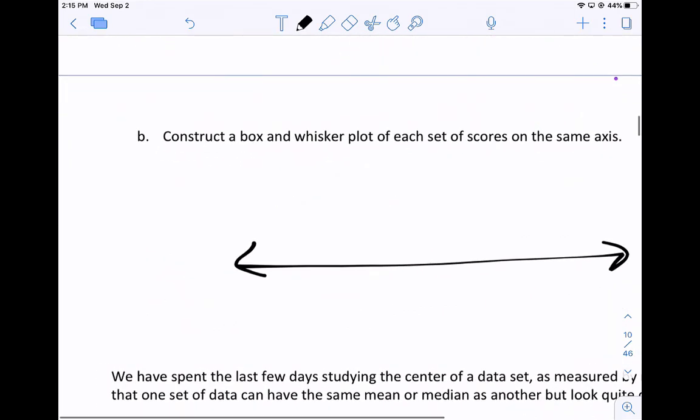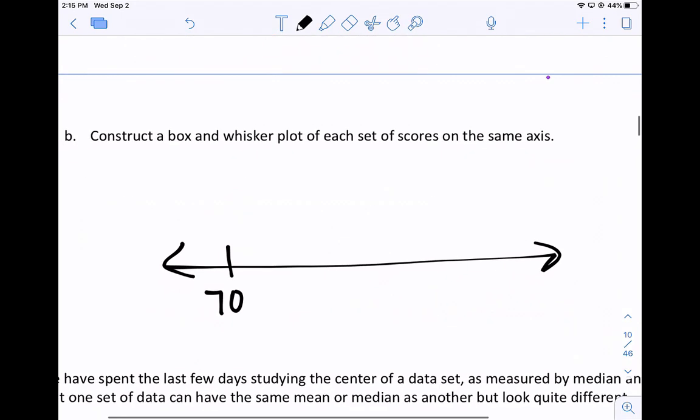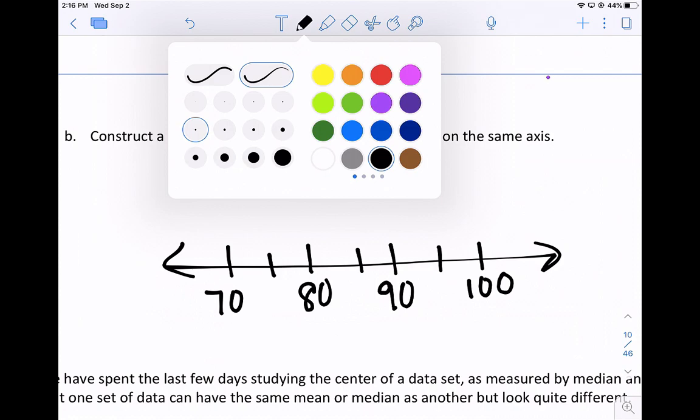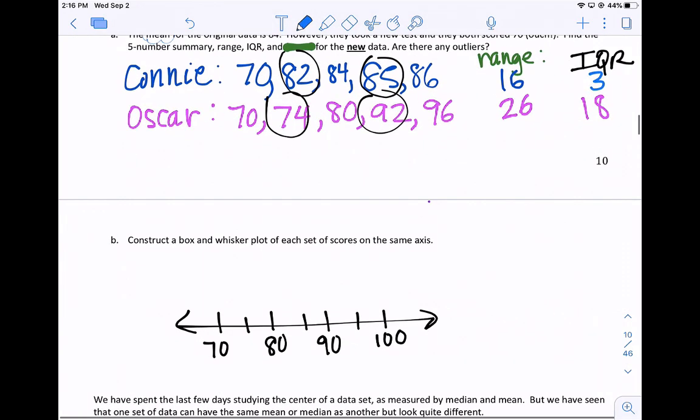We need at least the min, which is 70, and we have to go up to the maximum, which is 96, so we'll go to 100. 75, 80, 90, 100. Okay, so here's my number line. And I did Connie in blue, and remember we used the 5-number summary.